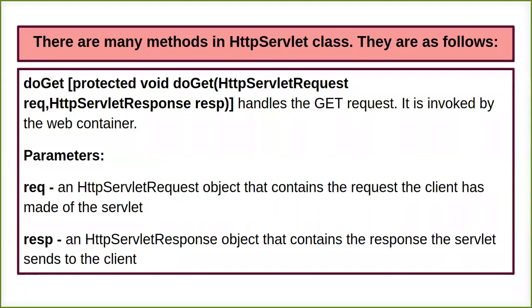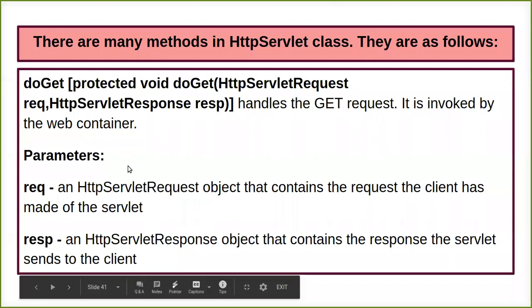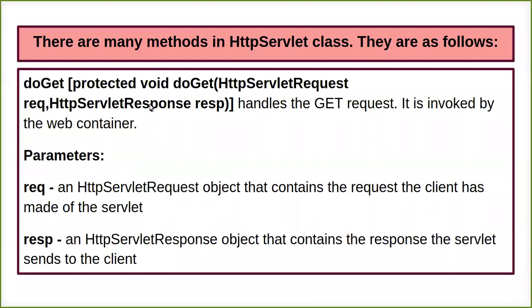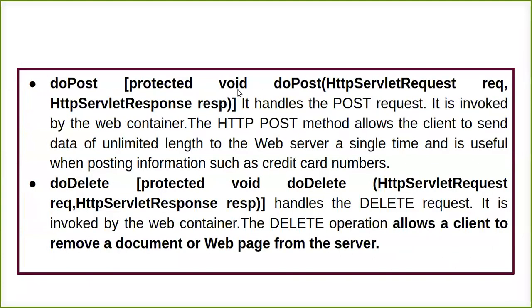So what is the task of these two? They handle the request, and they are definitely going to be invoked by your web container. Why is that so? Because the web container holds all the code we are writing. So here req and resp are nothing but objects of the specific classes we are using. Now, when we talk about the next method, that is your doPost method.